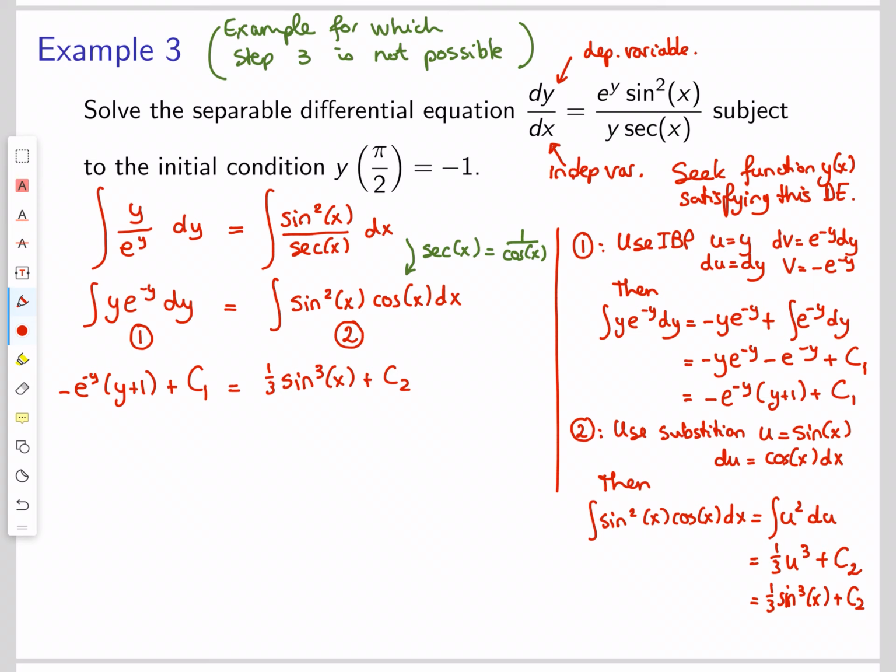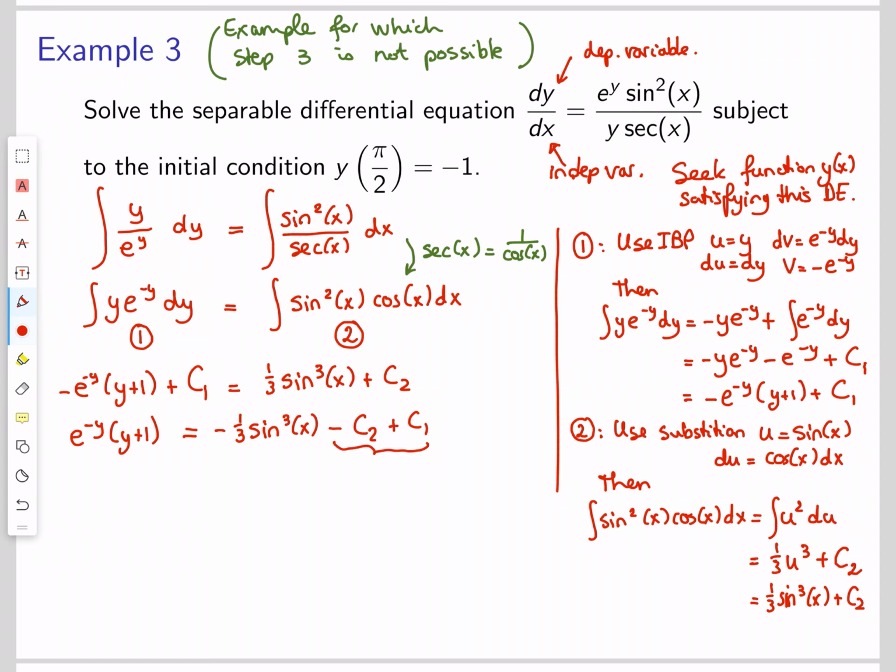Let's multiply everything by minus 1, and let's bring the C1 over to the other side. So this becomes e to the minus y times y plus 1 is equal to, and I'm also multiplying by minus 1, so that becomes minus 1/3 sine cubed of x minus C2. Now I'm subtracting C1, but I'm multiplying by minus 1, so this becomes plus C1.